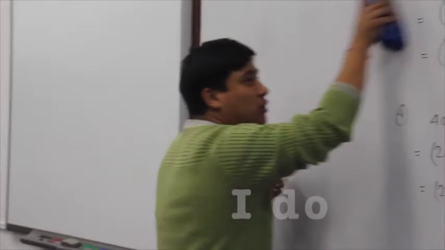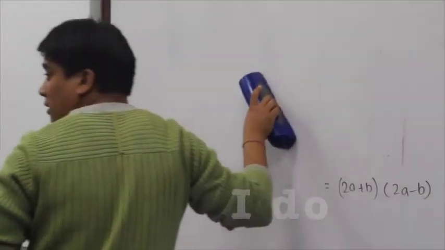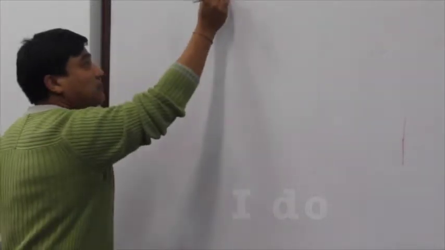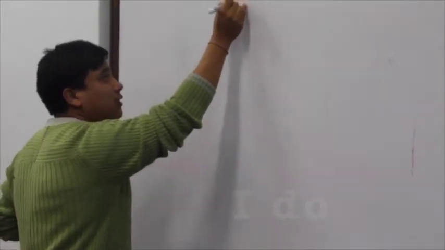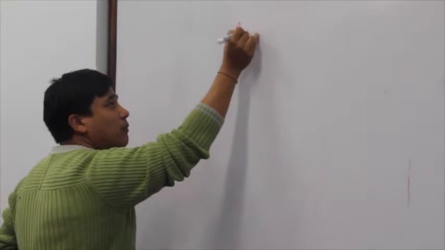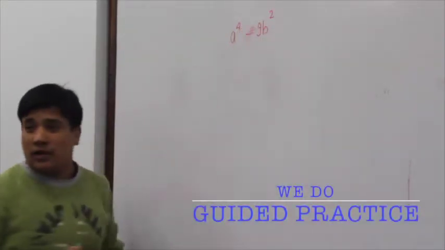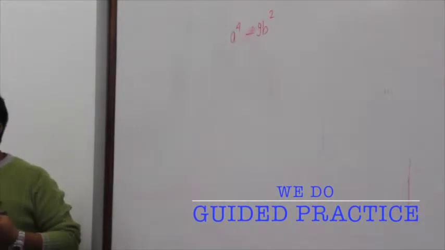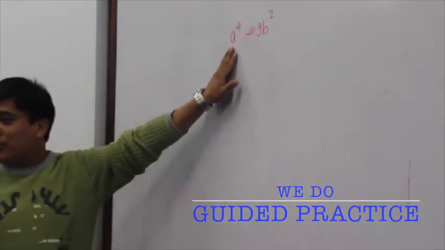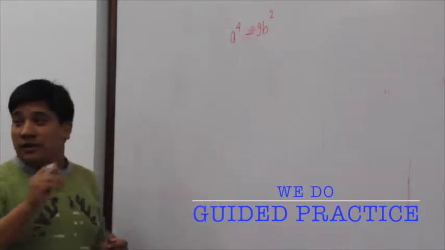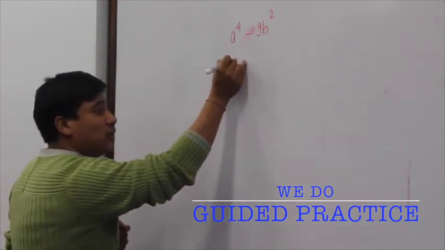So let's work together. You can see it. Now let's work on one question together. Okay, Ethina, tell me, how can you write a to the power 4 as a perfect square? A square squared. Okay, a square squared, right?